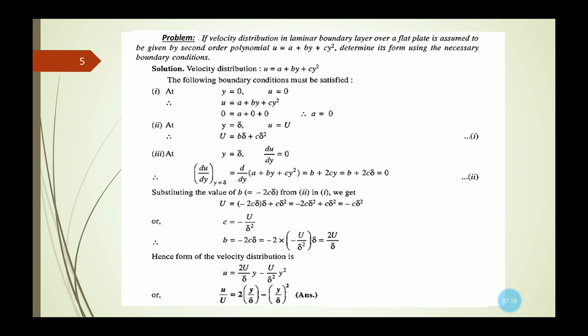So this is the numerical which is just the opposite to the numerical that we have discussed just now. Here one velocity profile in general form is given, so we need to use the necessary boundary conditions, and we need to ultimately find the actual representation of that velocity profile or the velocity distribution. So the velocity distribution is u equals a plus by plus cy square.